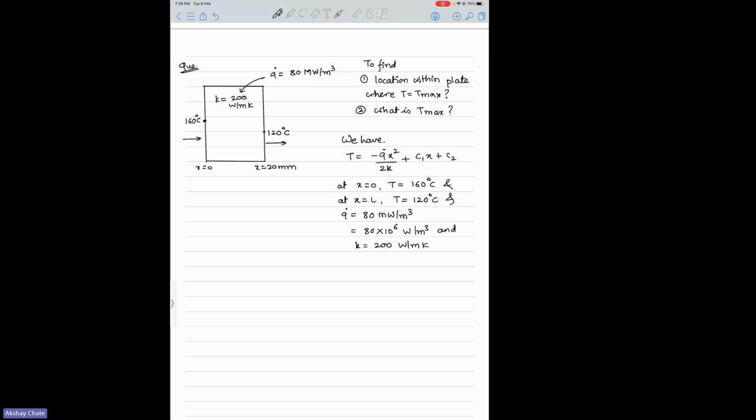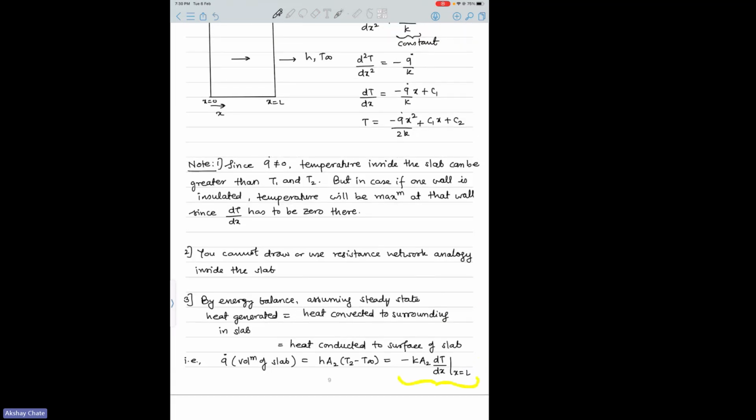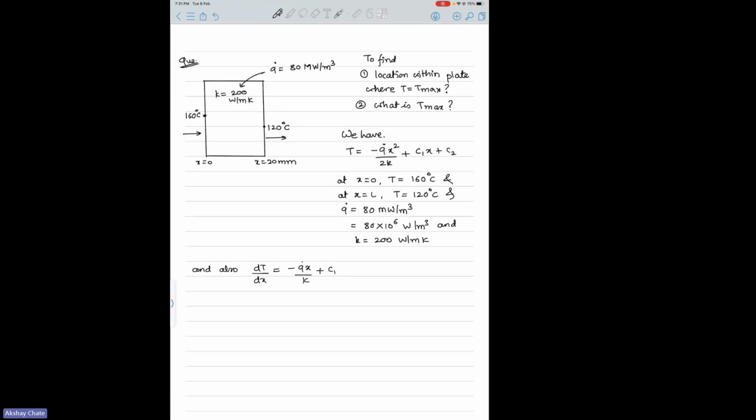So this will give you a temperature profile. But in the first question, what is asked is at what location the temperature is max. So that's the better way to do it, and also we have this dT by dx, which is nothing but q dot x by k plus C1, correct? Yeah, but we don't know C1. So anyway, we have to solve this equation.